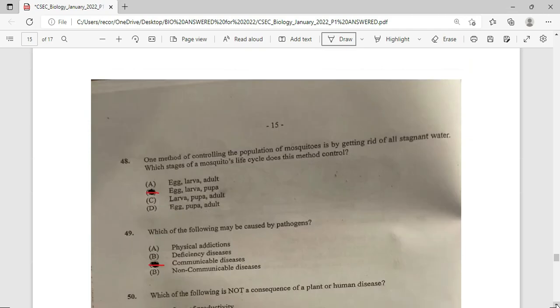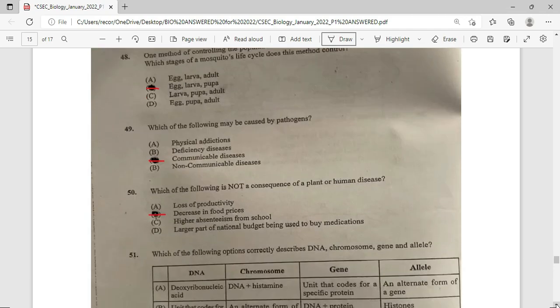48, new question. Well, it was in the form of a diagram before. Now it's worded. So your answer there, let me read. One method of controlling the population of mosquito is by getting rid of all stagnant water. Which stage of a mosquito's life cycle does this method control? It's going to be the egg, larvae, and pupa. All those stages are in the water, so B there be the answer.